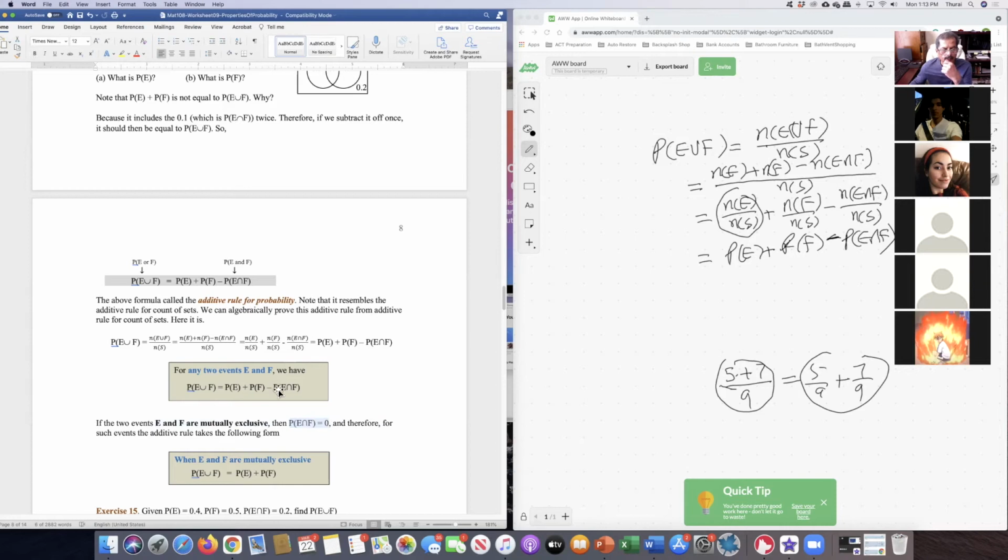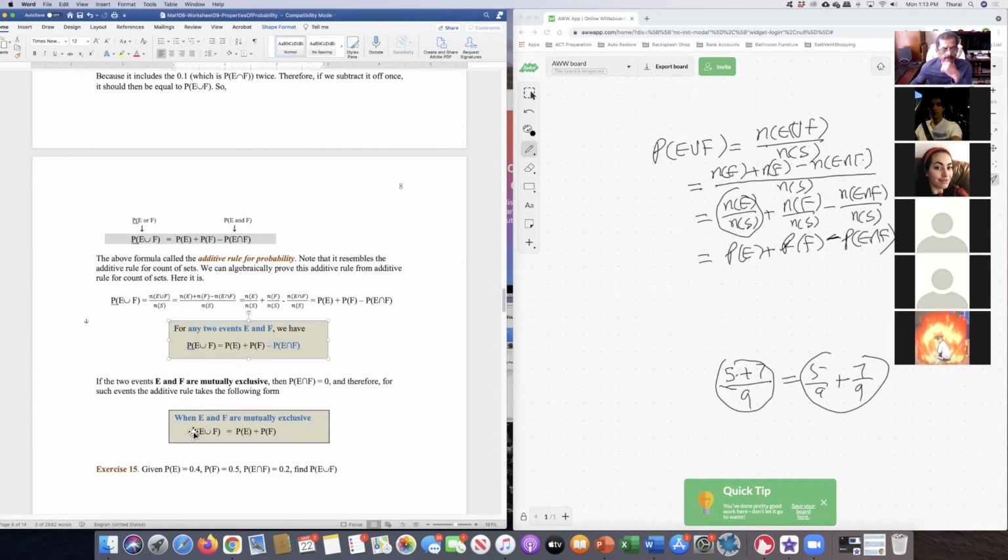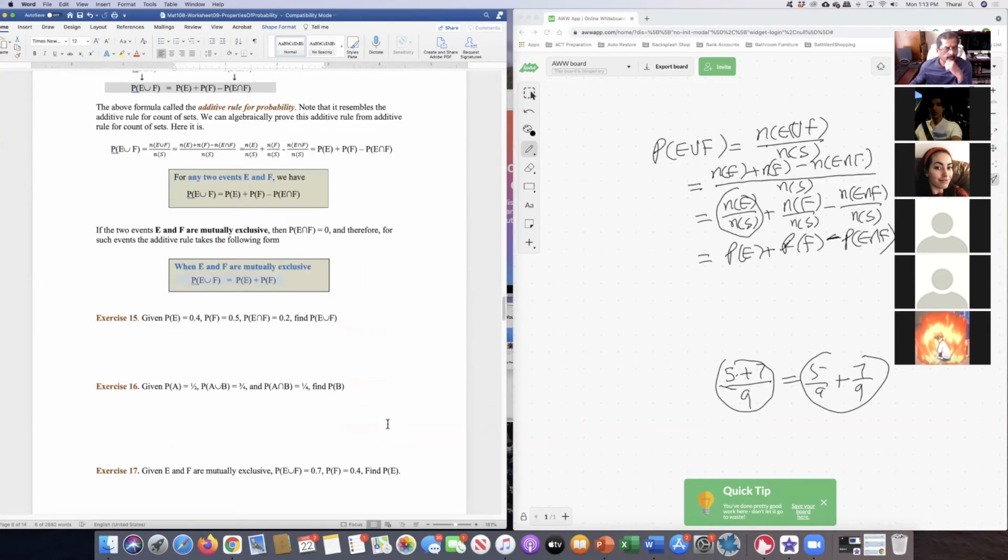In that case, this intersection part will disappear. That's 0. So therefore, for mutually exclusive events, the probability of the union equals probability of E plus probability of F. So in other words, if they don't have anything in the intersection, the probability of the union can be found by adding the probabilities of both of them. All right, so let's do some exercises.